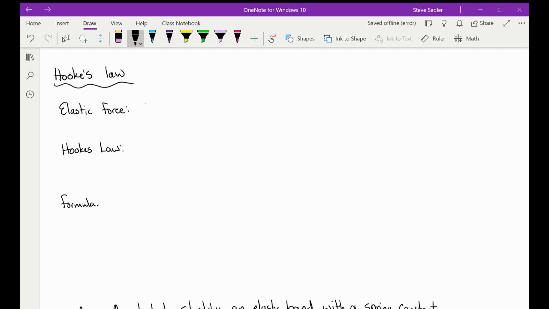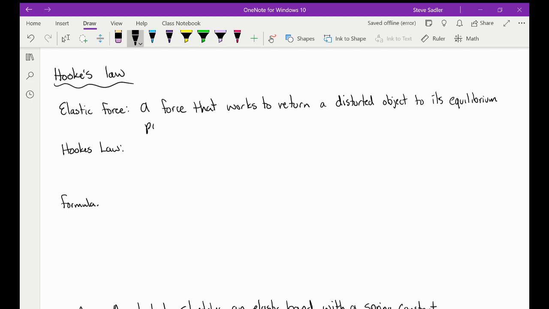An elastic force is a force that works to return a distorted object to its equilibrium position, or its rest position. Sometimes we refer to it as a rest position. So it's a force that works to return a distorted object to its equilibrium position.